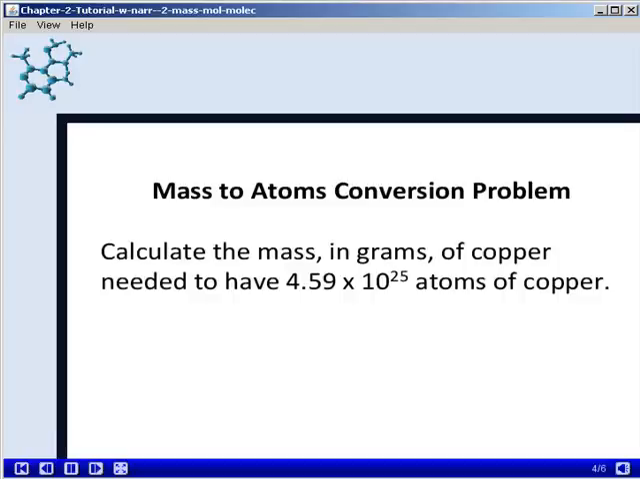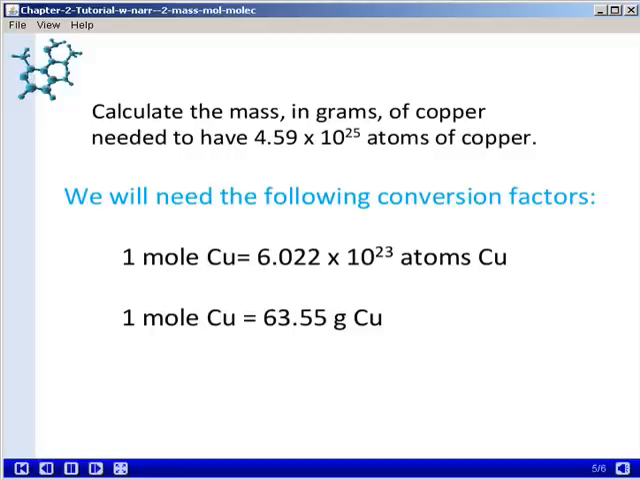The second problem is a mass to atoms conversion problem, in which we're asked to calculate the mass in grams of copper needed to have 4.59 times 10 to the 25th power atoms of copper. In this problem, we're going to need 2 conversion factors.